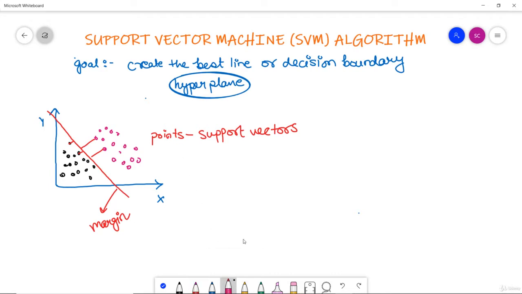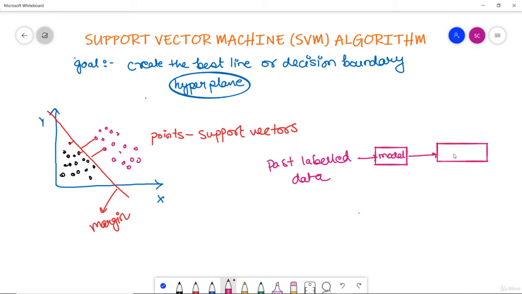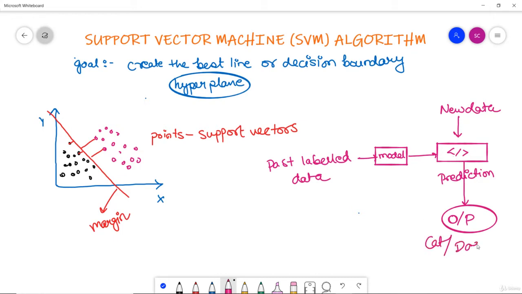Next, if you want to understand how exactly this support vector machine works, then we have past labeled data, and with that we train our model. Then, let's say that some kind of working goes on and a prediction is generated when any particular new data is fed, and resultant to that, an output is generated. So this is how the model actually works. Let's say we have the past labeled data of cat and dog, then model training is done, then prediction is done, and then it is going to predict whether it is a cat or a dog.